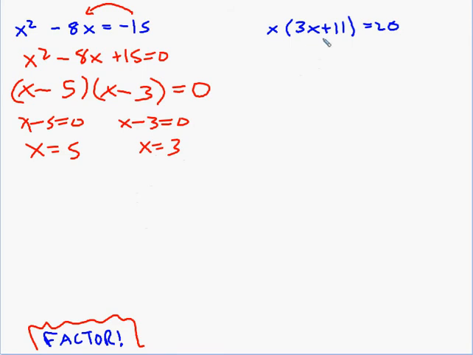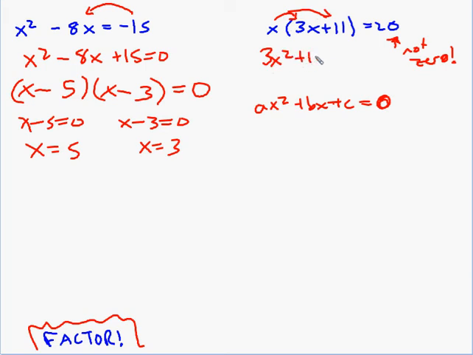Alright, this one. Now when we look at this and we think, well, it's factored already, there's not even a squared. But this is not 0. So I need to get everything to one side. I need it in this form: ax squared plus bx plus c equals 0. And this is not in the right form. So I'm going to go ahead and distribute this. Gosh, we're awfully close. Subtract the 20.